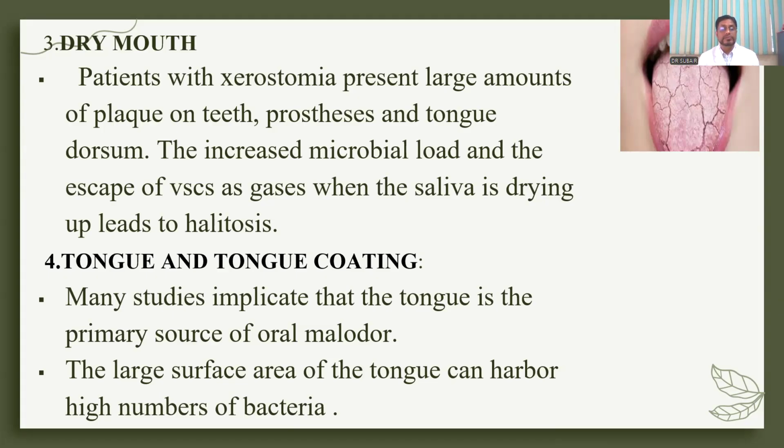Tongue and tongue coating. Many studies implicate that the tongue is the primary source of oral malodor. The large surface area of the tongue can harbor a high number of bacteria. The surface is modified by coatings, that is, salivary accumulation on the dorsum of the tongue, which increases the entrapment of food on the dorsum of the tongue, which may lead to further production of volatile sulfur compounds.